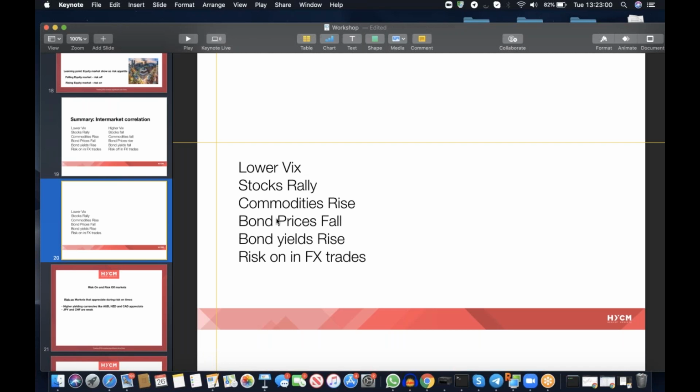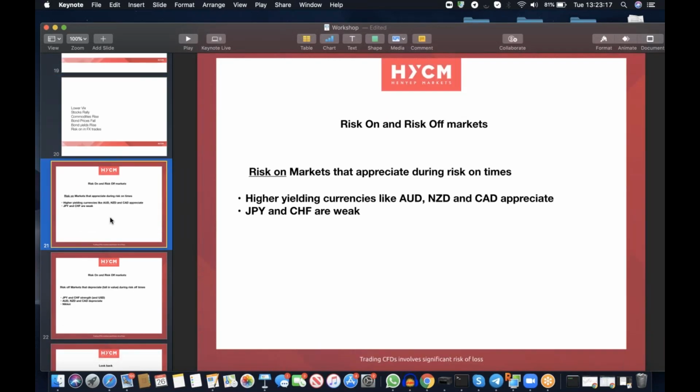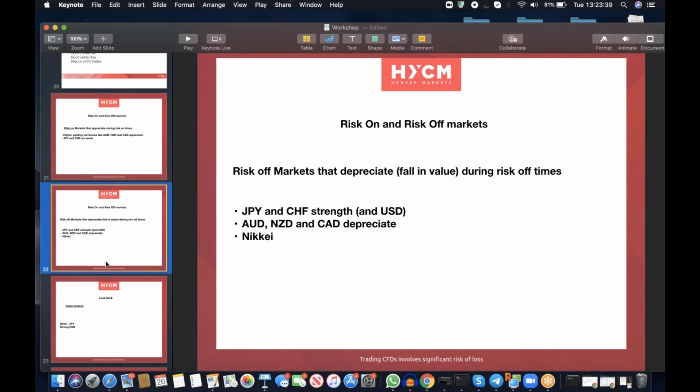So if we get some more confirmation of the US-China trade negotiation being sorted, that's going to be really good news for those risk-on trades. So that's something to look forward to and to keep your eye on. Okay, so quick snapshot, risk-on markets, what do you expect? You'd expect higher yielding currencies like the Australian dollar, New Zealand dollar, and Canadian dollar to appreciate, and then you expect the Japanese yen and Swiss franc to be weak. So that's what we're expecting at the moment. That's your rule of thumb. Risk off obviously is the opposite.